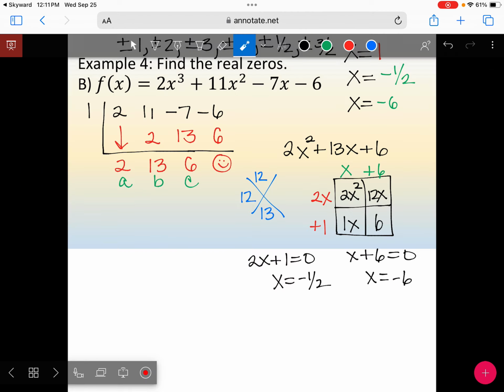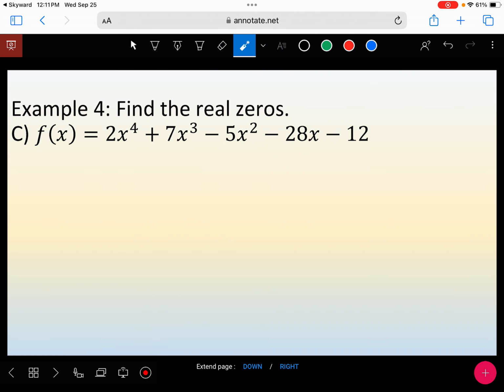All right, let's copy down this last one. We're going to turn up the heat a little bit. Now we're looking for 4 answers. And how do I know I'm looking for 4 answers? Highest exponent is 4.